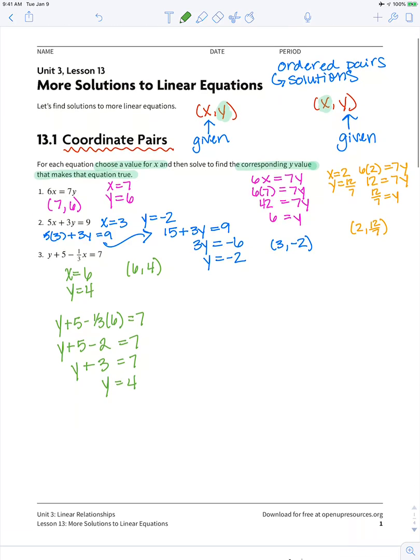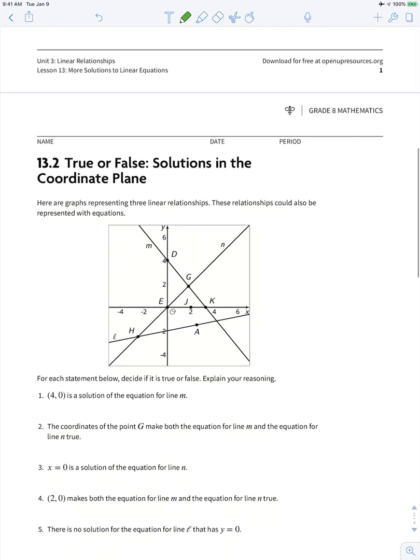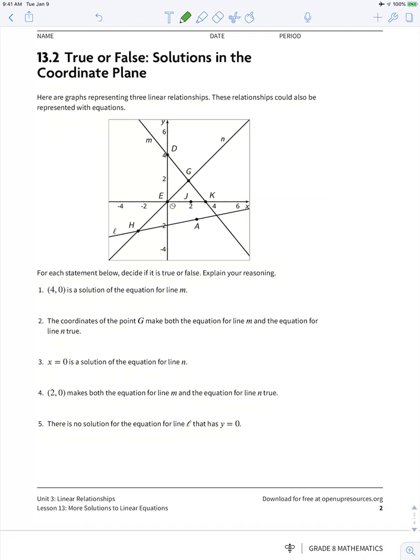Let's go to the next piece. I'm going to try and have all of this done within 5 more minutes, so that way it's not too long of a video.